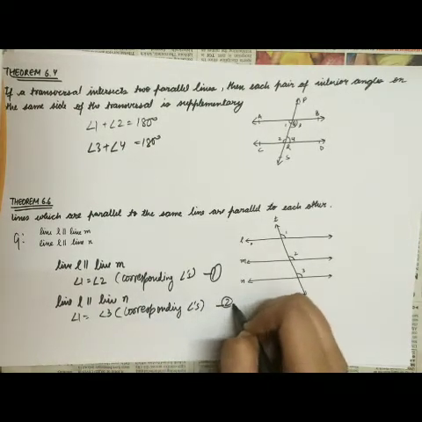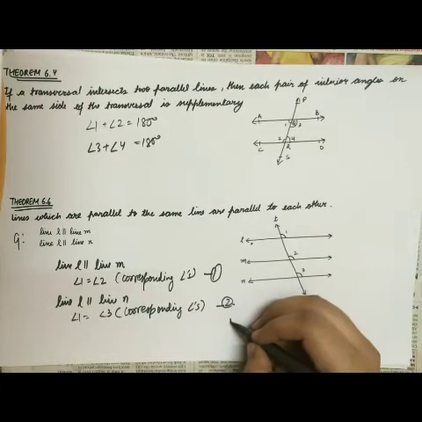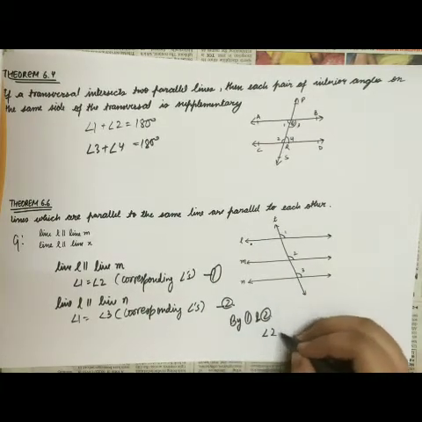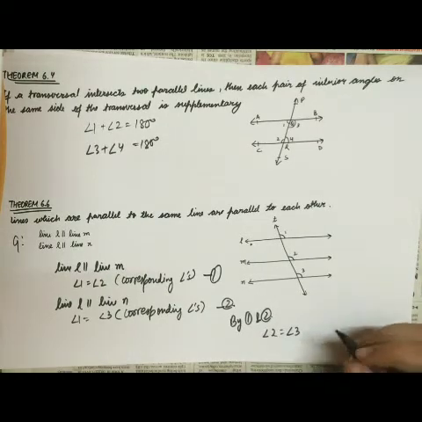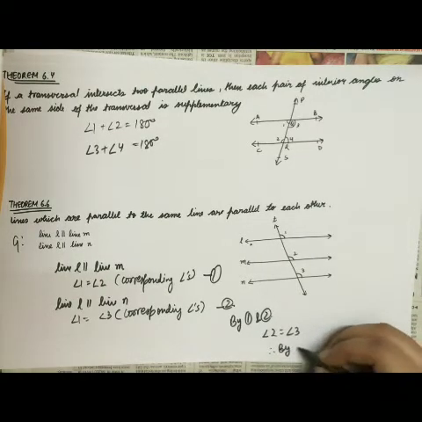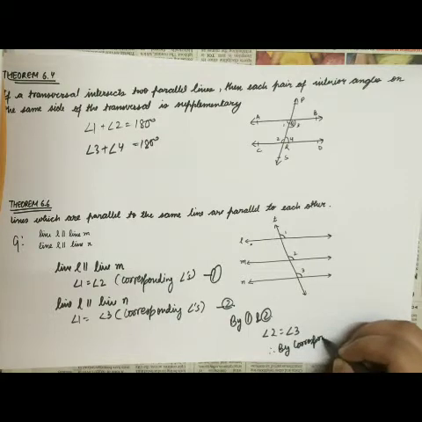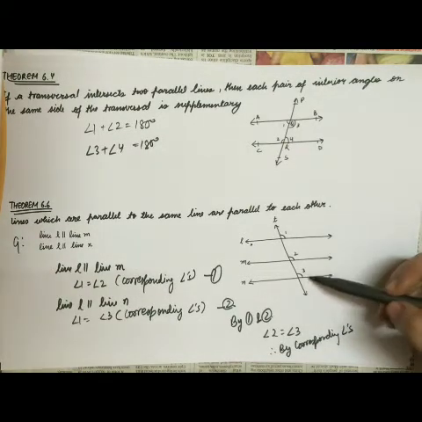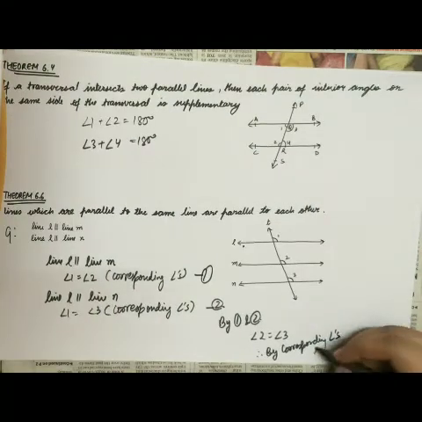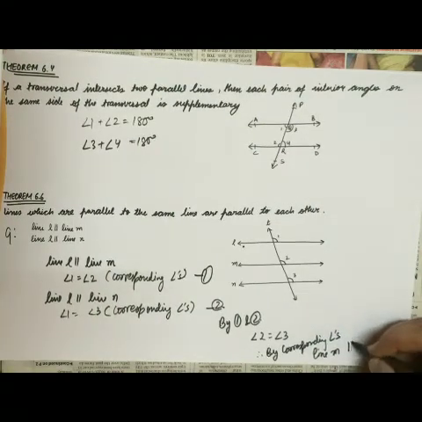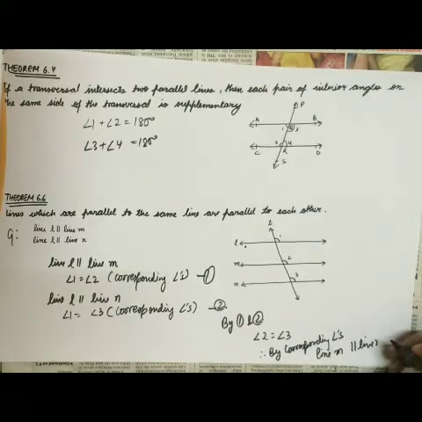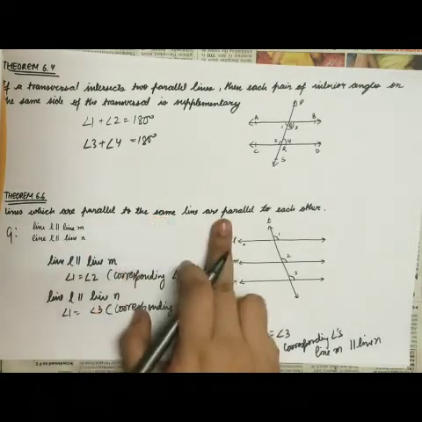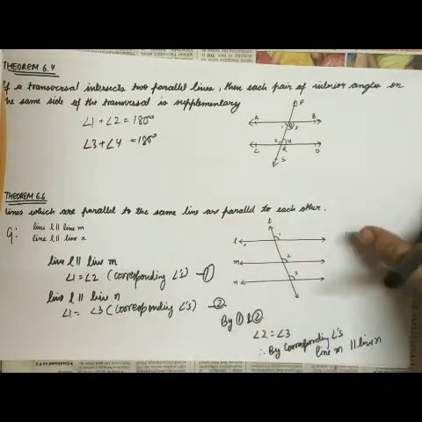We'll mark it as 2. Now by 1 and 2, we can say angle 2 is equal to angle 3. Therefore, by corresponding angles, now these two are equal. Therefore, line M is parallel to line N. This states the theorem: lines which are parallel to the same line are parallel to each other.